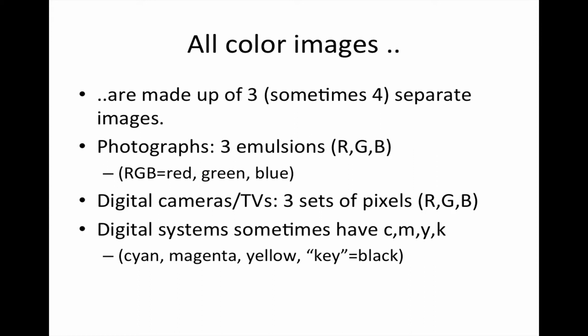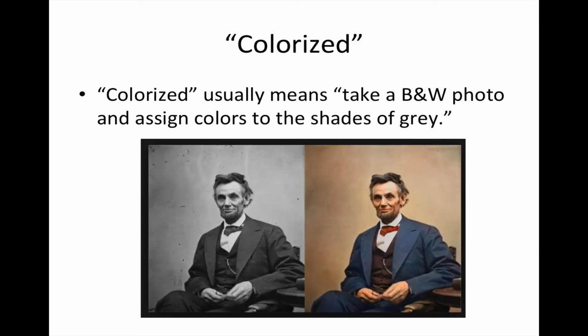For some digital images, instead of having RGB, red, green, blue planes, you can sometimes have something called CMYK, which is cyan, magenta, yellow, and key, which corresponds to black. So I'm not going to talk any more about CMYK images here, but I just wanted to let you know that sometimes you can have a four-plane color image in addition to the three-plane color images we're going to be talking about here.